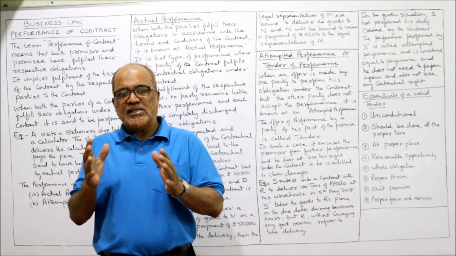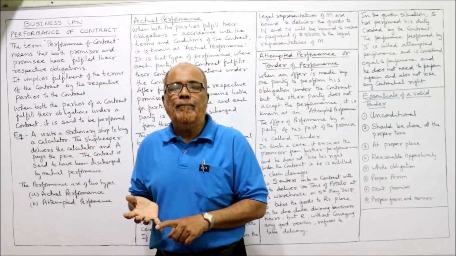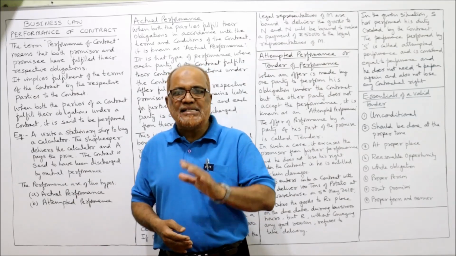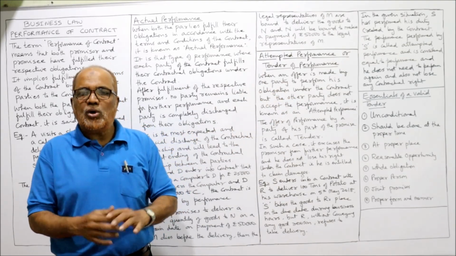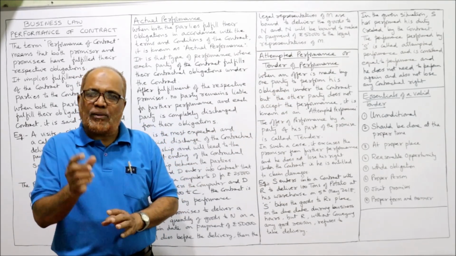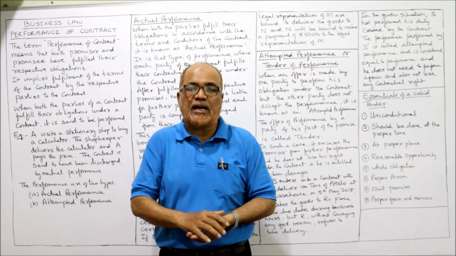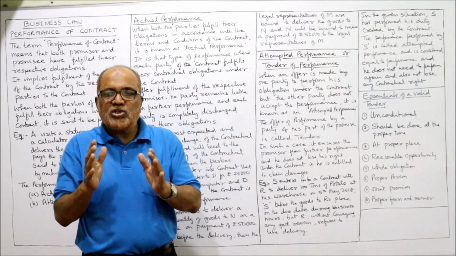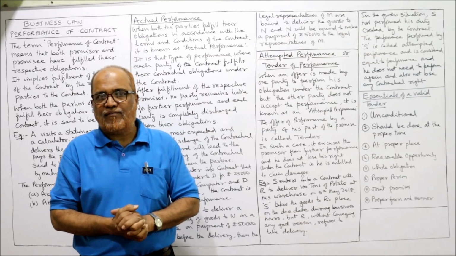That's all. This is the end of this topic. In this video, I have explained the meaning of performance of contract and the types of performance, that is, actual performance and attempted performance. In the next video, I'll continue with some more topics, and then I'll give practical problems on performance of contract. So watch the next video also to get complete command of this topic.